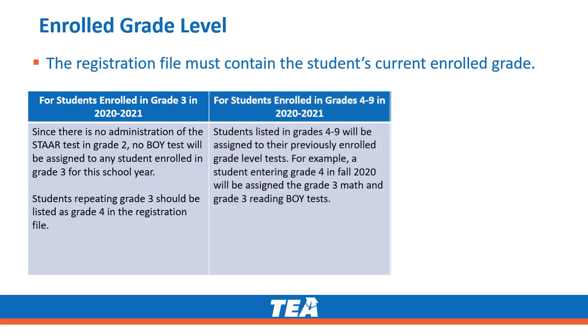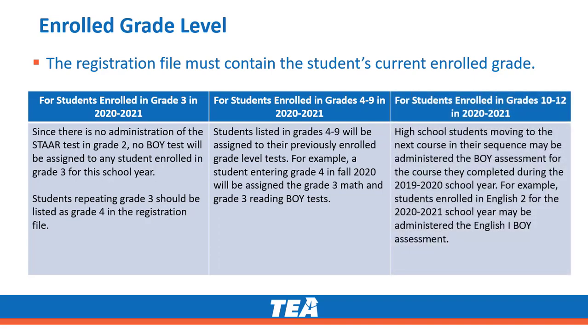For students enrolled in Grades 4 through 9 in 2020-2021, students listed in Grades 4 through 9 will be assigned to their previously enrolled grade level tests. For example, a student entering Grade 4 in fall 2020 will be assigned the Grade 3 Math and Grade 3 Reading BOY tests.